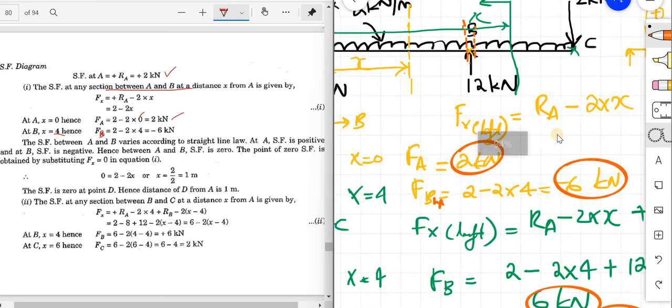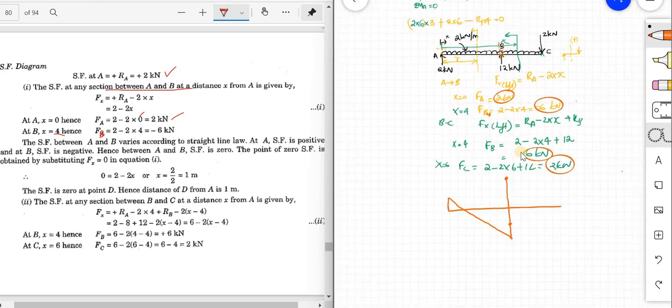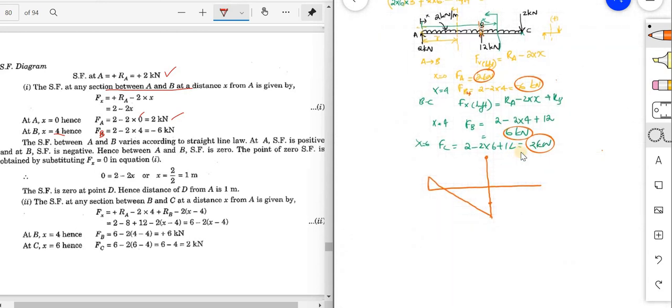So here I have drawn. Here there is 2 kilonewton. Here there is minus 6 kilonewton. Here there is 6 kilonewton. And the last one is positive 2 kilonewton. So I can join like this. So this will be my shear force diagram for the given overhanging beam. This will be positive, this will be negative, and this will be again positive.